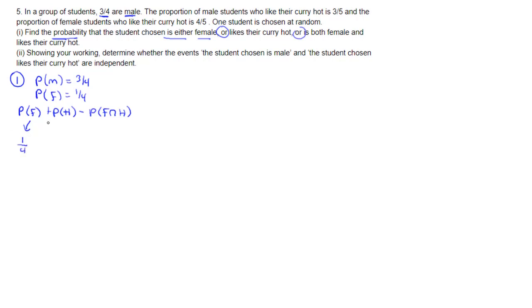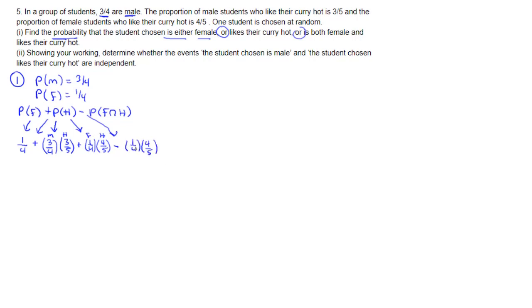So if I'm going to add these together, first female, and then I find the probability of them liking it hot, well, that's the male times their percentage that likes it hot, plus the female, which is 1/4, and the percent of them that like it hot. But then I'm going to take away the overlap. The overlap in this case is going to be the females that also like it hot. And so that's 1/4 times 4/5.